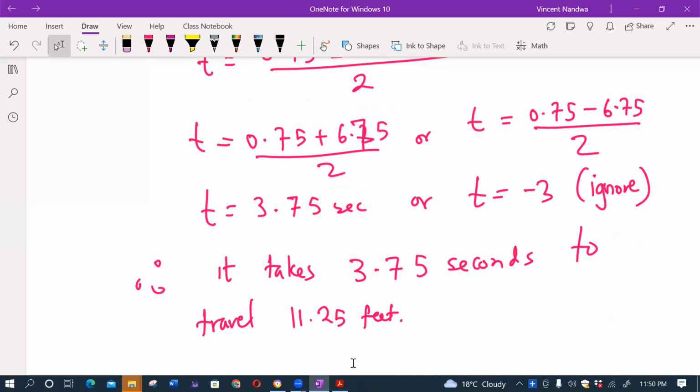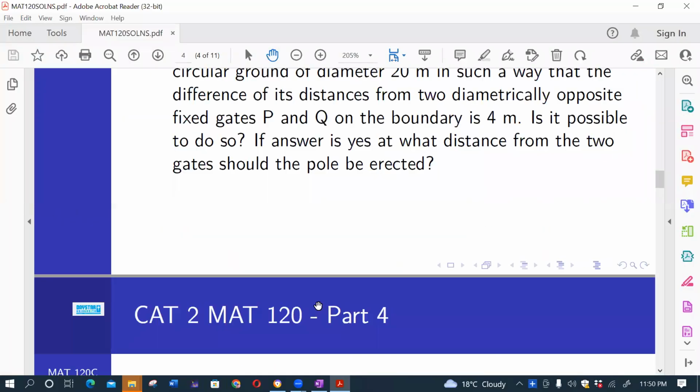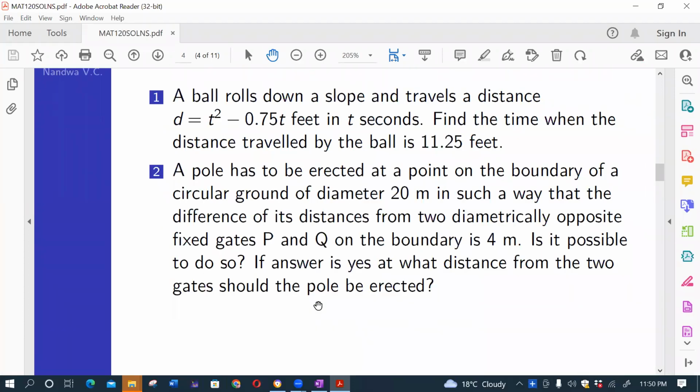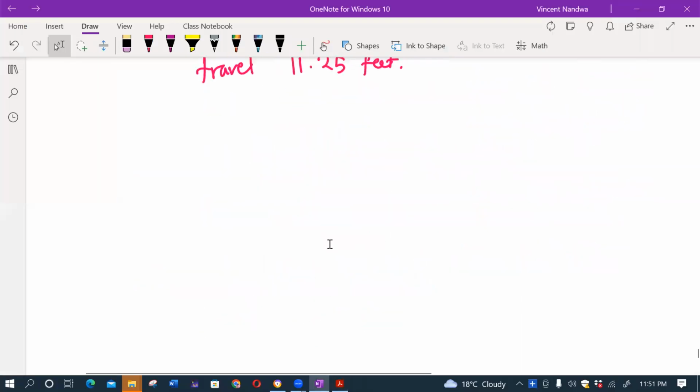Our next problem was: a pole has to be erected at a point on the boundary of a circular ground of diameter 20 meters in such a way that the difference of its distances from two diametrically opposite fixed gates P and Q on the boundary is 4 meters. Is it possible to do so? And if the answer is yes, what is the distance from the two gates at which the pole should be erected? So let's check how to work this out.